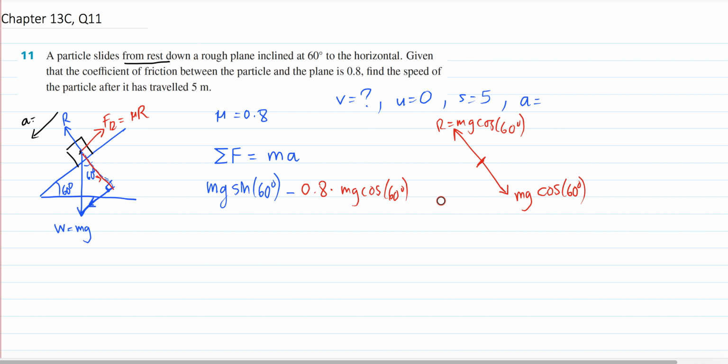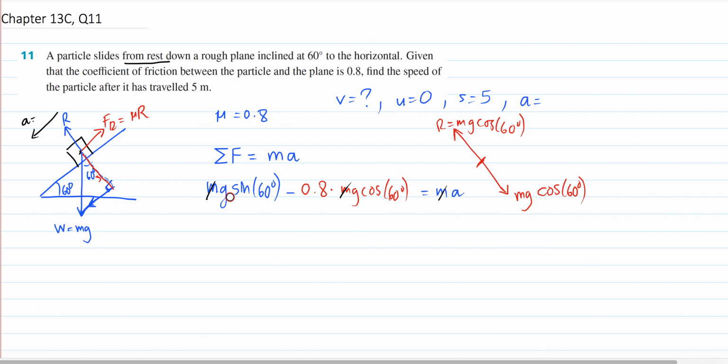And then we know that is equal to mass, which we don't know, so just have it as m, multiplied by acceleration. Our acceleration we also don't know, so we're just going to have it as a. Okay, now the first thing you can do is cancel out the mass, because you're dividing both sides by mass, and then they disappear, which is convenient. Then you're just left with some numbers and acceleration, which means you can solve for acceleration.